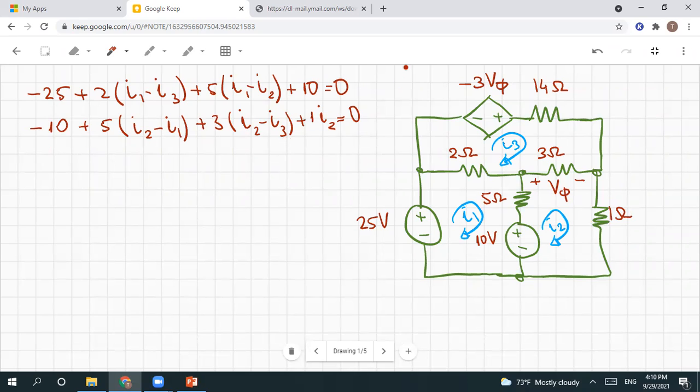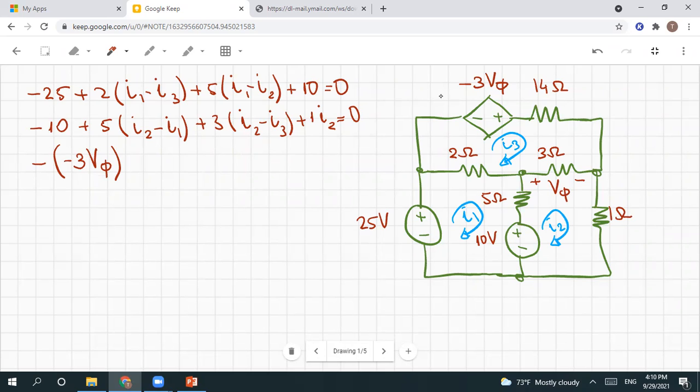Okay, one more student, please, for the third mesh. We will start with the dependent voltage source. So for the dependent voltage source, are we going in the voltage rise or voltage drop? Voltage rise. It will be negative or positive? Negative. Then I will do negative, and its value is given as negative 3 V5. So I'm taking negative of its value, and its value is given as negative 3 V5.